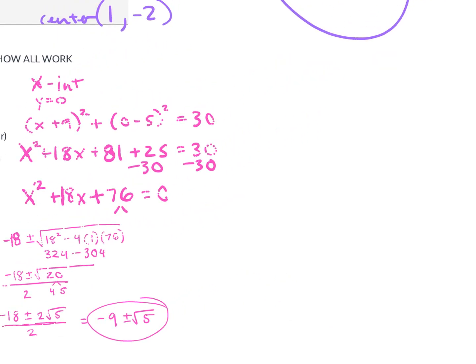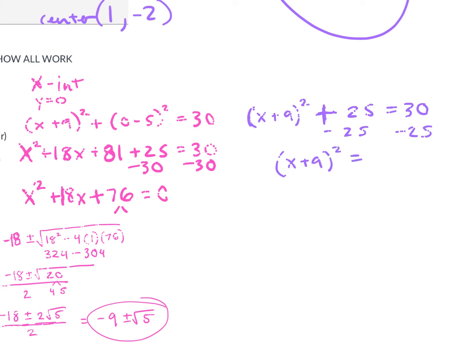So another way, back at the top, we have x plus 9 squared plus 25 is equal to 30. I'm going to move that 25 to the right, so subtract 25 from both sides. So x plus 9 squared is equal to 5. Then I can take the square root of both sides. So x plus 9 is equal to the square root of 5. Whenever I take the square root of both sides, I have to make sure I include that plus or minus.